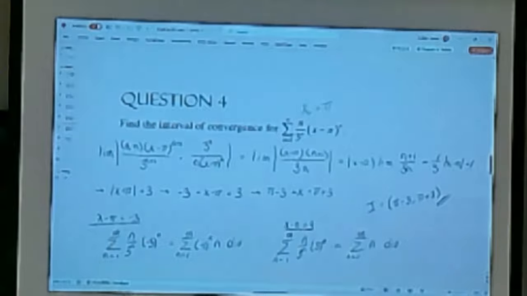You could also look at it here. x is between pi minus 3 and pi plus 3. What was the radius? 3, because the center was pi. So how far away from pi does it extend on each side? 3. So it's 3 units away from pi on either side. That's your radius.